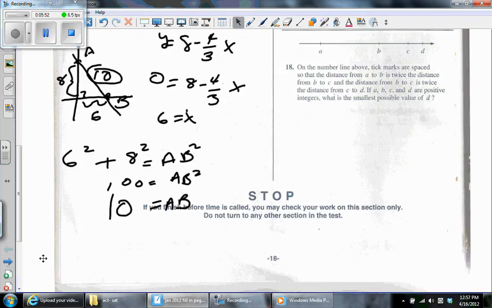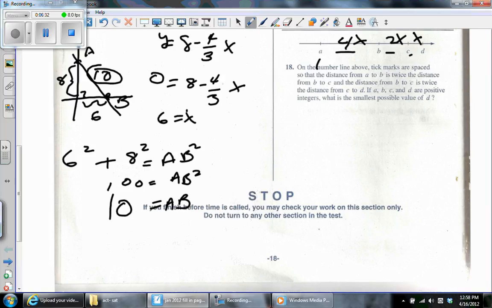Alright, last question on this page. On the number line above, we have A, B, C, D. So we know A is 1 because it says they're all integers. So they say that this distance is twice this. This is twice this. So we're going to say this is x distance. This is 2x distance because it's twice that. And since this is twice that, this is going to be 4x distance.